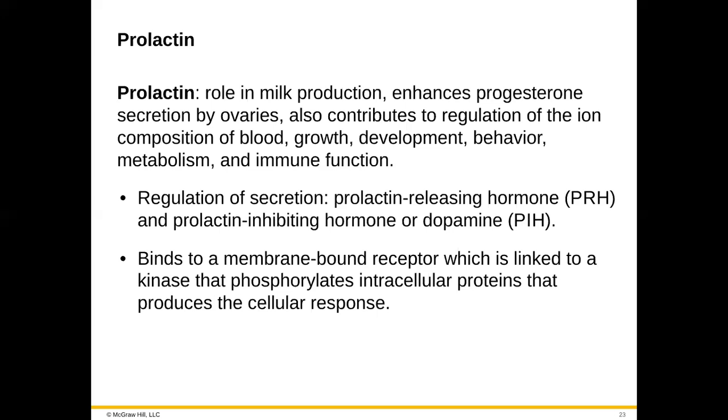Regulation of secretion of prolactin is going to be from prolactin releasing hormone and prolactin inhibiting hormone, where dopamine will stop the production of prolactin. And how this works is it's going to bind to a membrane-bound receptor, which is linked to a kinase, and that kinase is then going to phosphorylate intracellular proteins that produce a cellular response. If you remember back to chapter 17, we talked about these membrane-bound receptors and these G protein receptors going through this process.